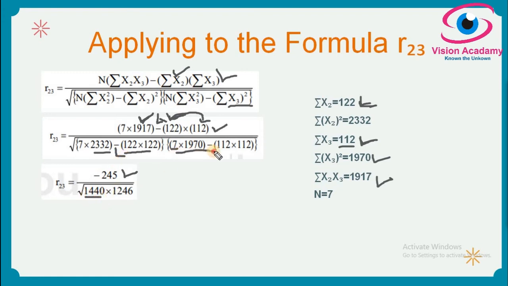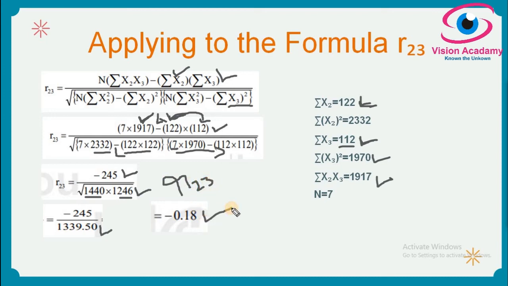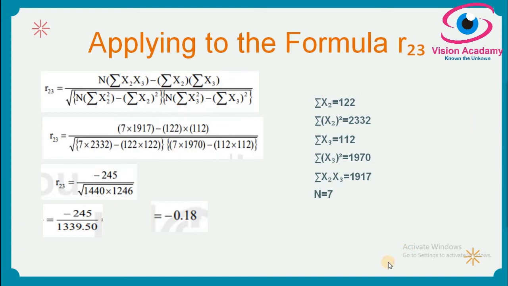The same thing will be done here. Then I got 1246. For the next step, I multiplied 1440 into 1246, thereafter I will take the root. So I got 1339.5. When I divided minus 245 by 1339.5, I got the R23 value. R23 value is minus 0.18. So in this way we obtained the zero order correlation coefficients.